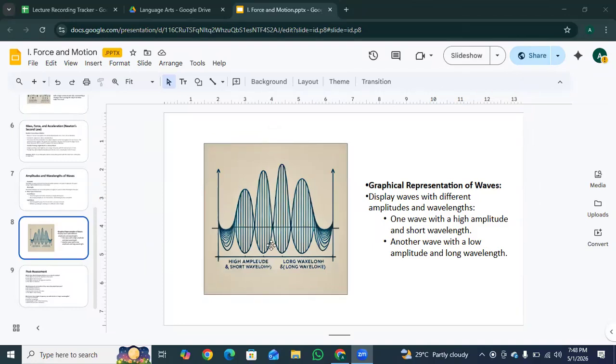This is the graphical representation of waves. Look at this diagram carefully. It displays waves with different amplitudes and wavelengths. One wave has a high amplitude and short wavelength, you can see that, whereas another wave has a low amplitude and long wavelength.